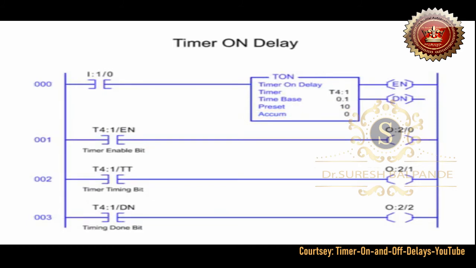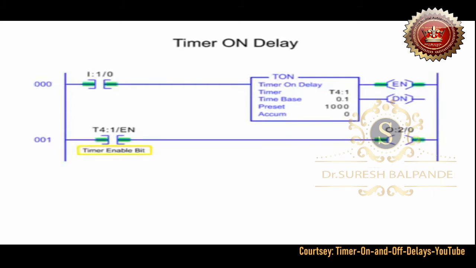For timer instructions, three control bits are available for programming use. The timer enable bit status is true when the timer instruction is true.